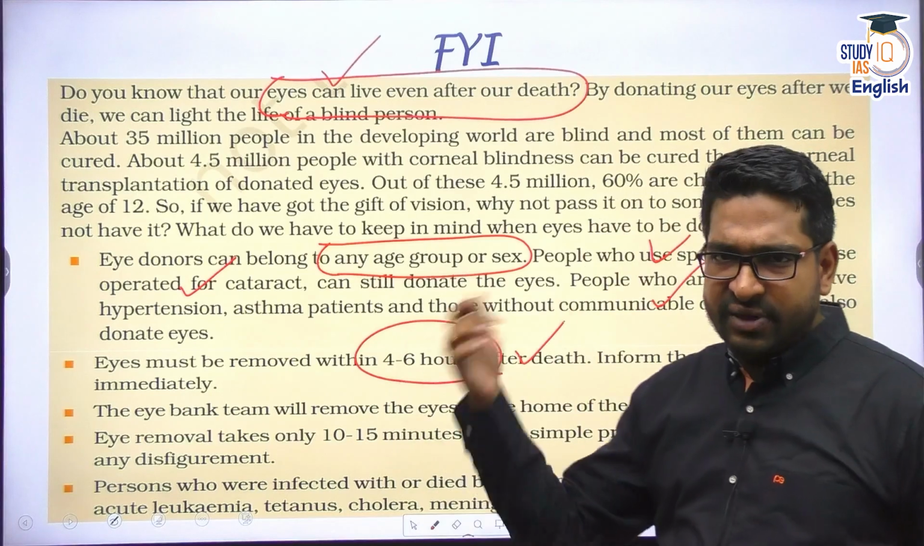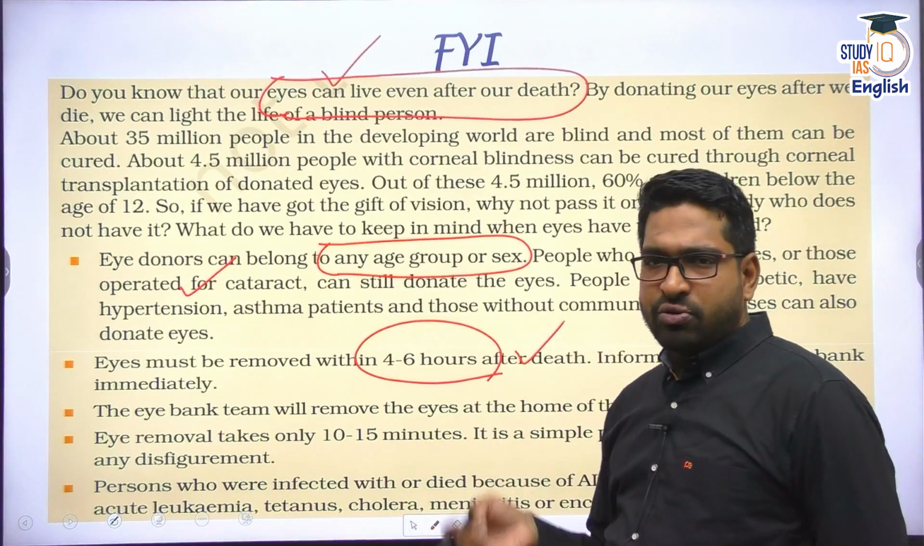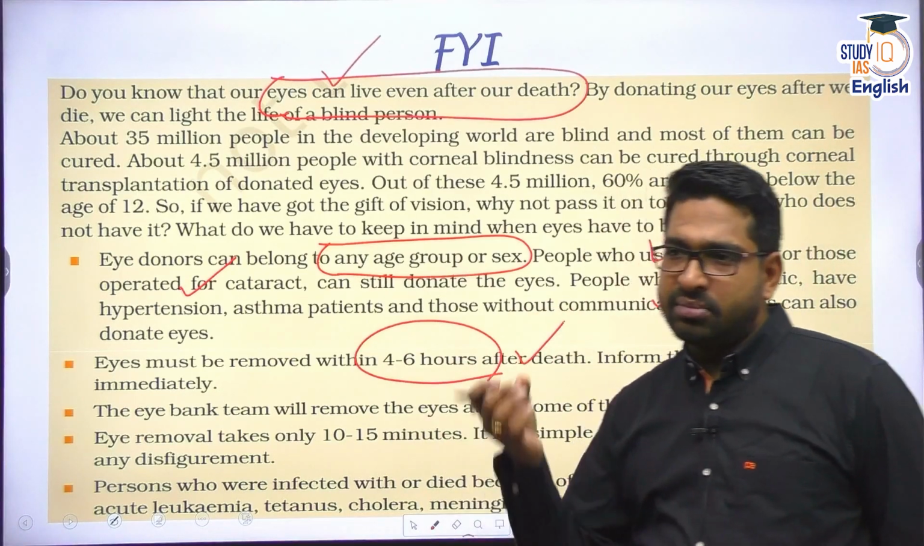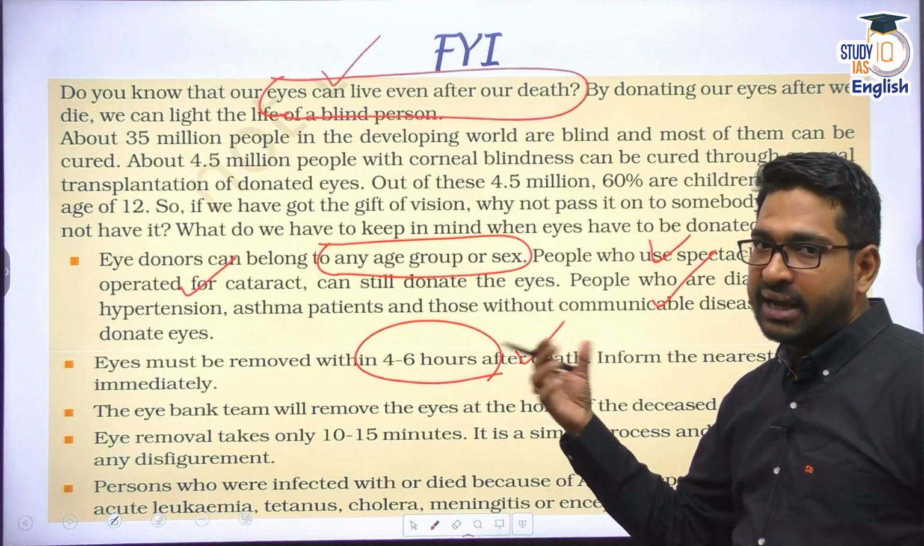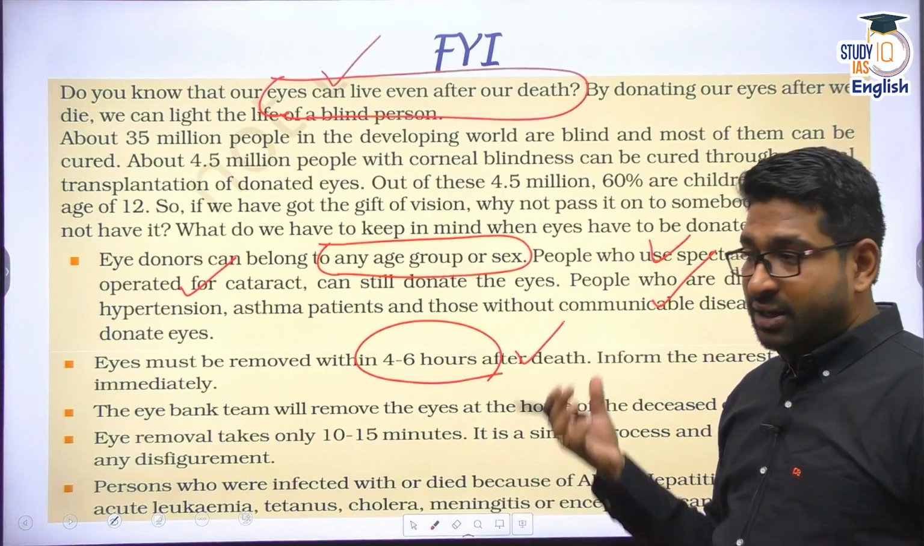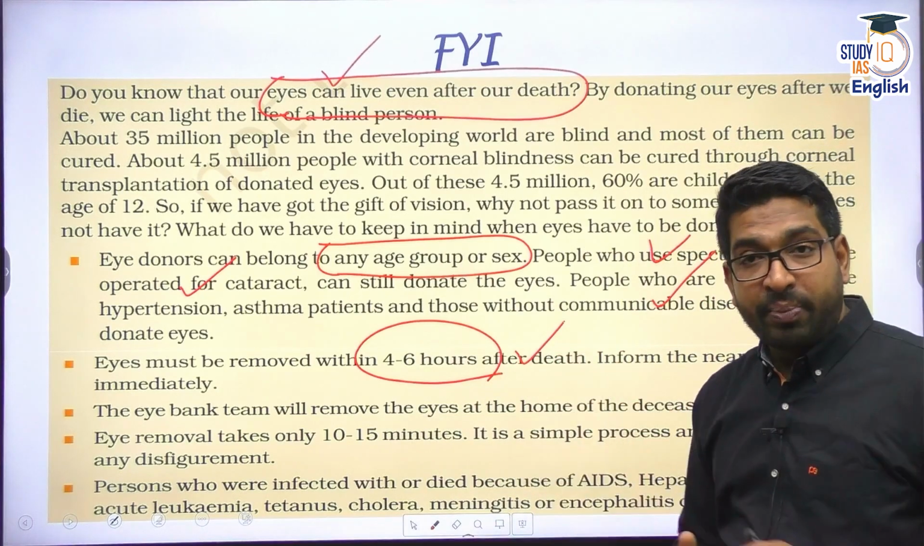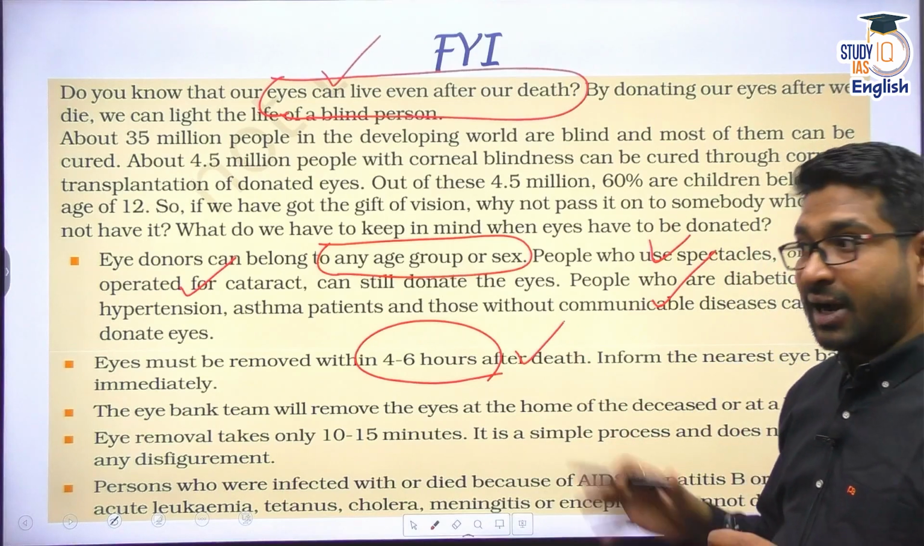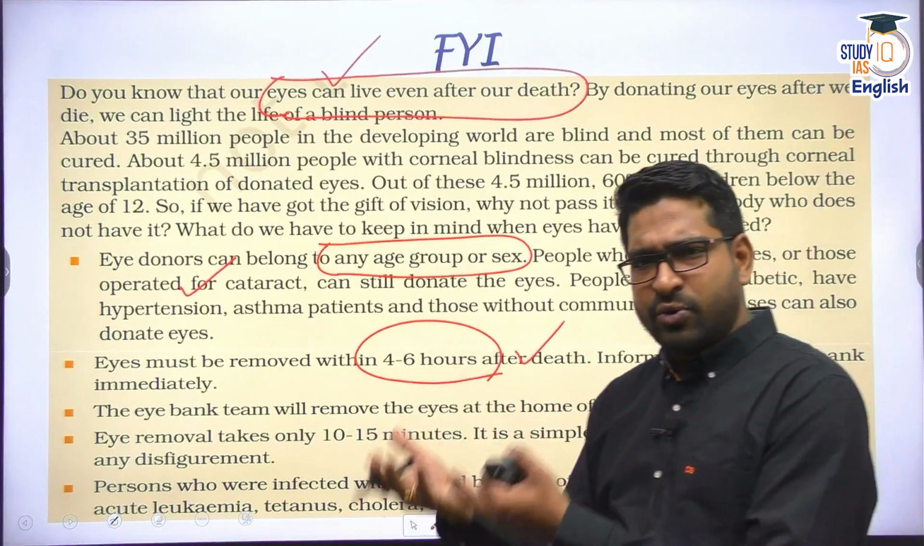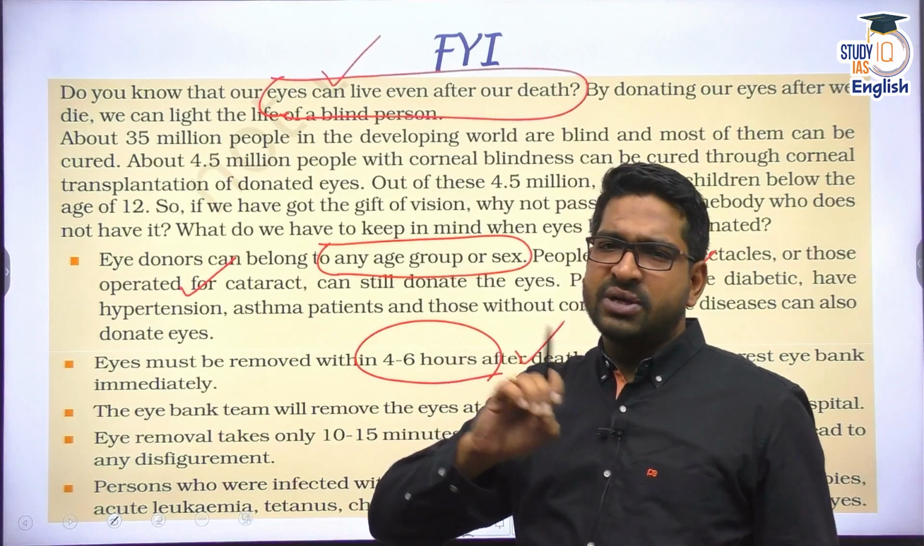The eye bank team will come. If you decide to donate your eyes, just contact the eye bank team. They will come and collect the eye without disfigurement. They can do it properly through a simple procedure at home itself. These days that facility is available at home itself. After death, you simply have to sign a consent form.